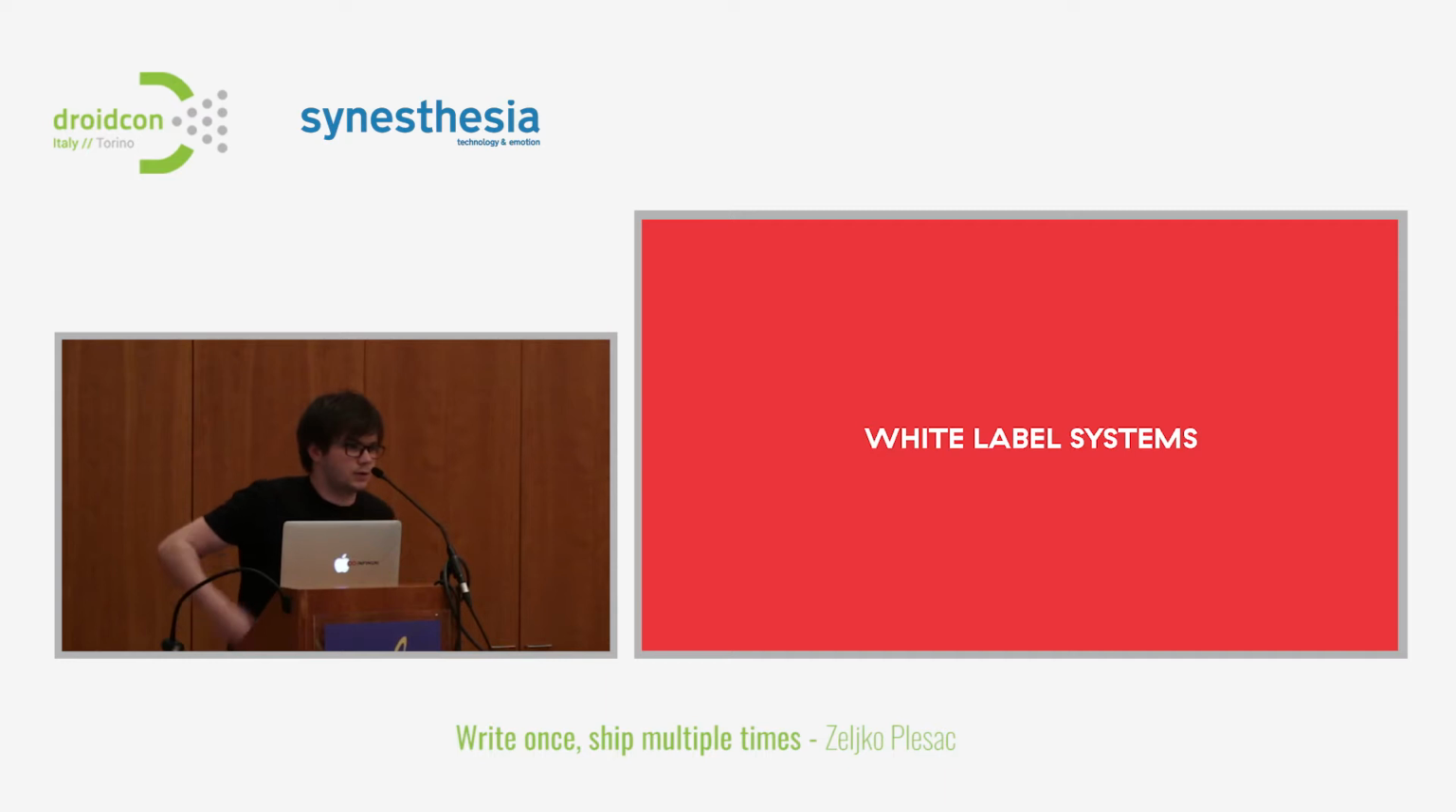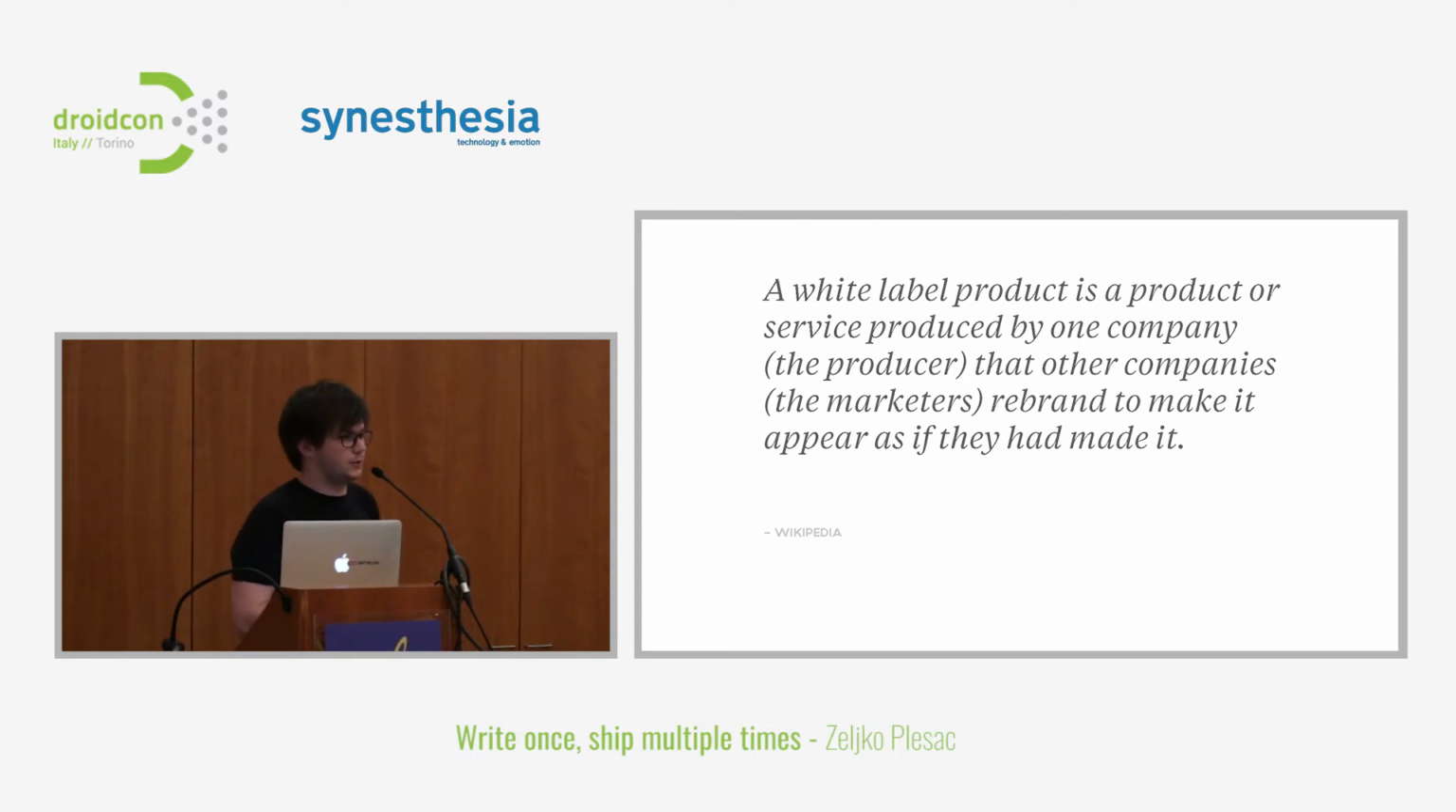Okay, so just a quick raise of hands. Who knows what a white label system is? Okay, for those who don't know, basically it's a product or service produced by one company that other companies rebrand to make it appear as if they had made it. So we have one application developed by one company. The other company buys that application, personalizes the colors, fonts, text, and stuff like that, and then publishes it to Google Play, and it appears as if they have made it. So it's like their own application.